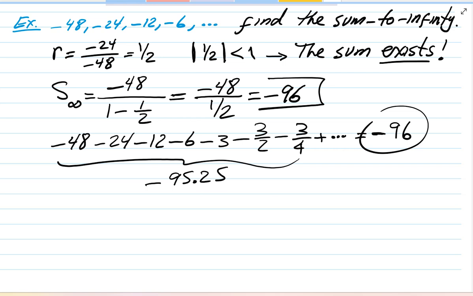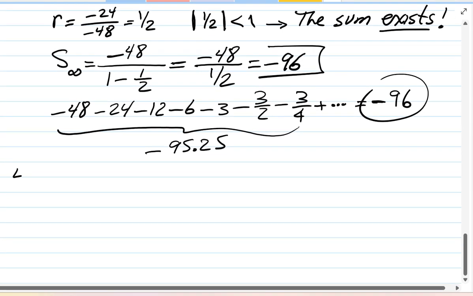But this only exists if the absolute value of the common ratio is less than 1. Otherwise, disappointment. We can't do this. Okay? Now, let's do just one more and we'll be good to go for this section. We're going to do the same kind of work.